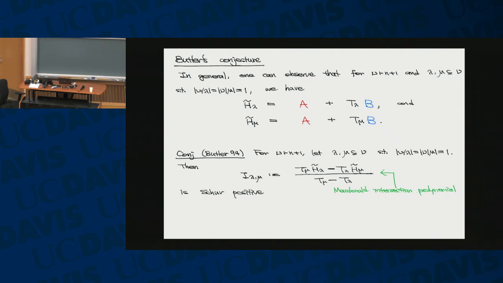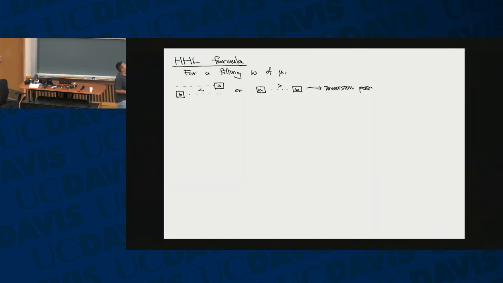The starting point of our project is to give a combinatorial formula for this I lambda mu, but we don't know any Schur positive combinatorial formula for the original Macdonald polynomial, so we are kind of hopeless. But the good thing is we know the F expansion. So there is the so-called Haiman-Haglund-Loehr formula, which was mentioned in the previous talks.